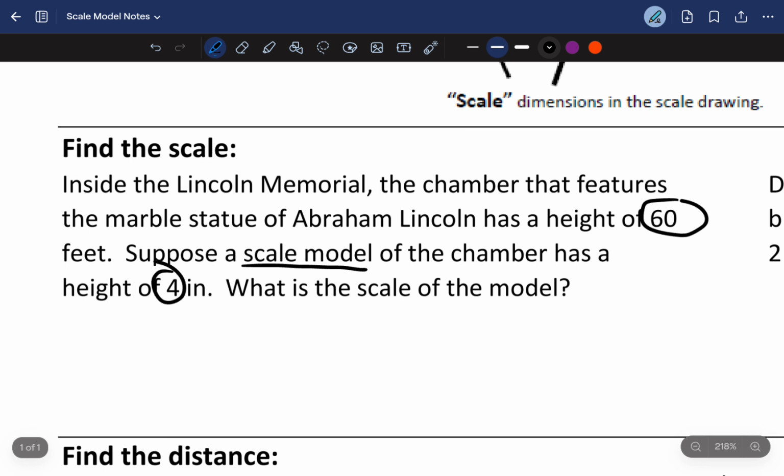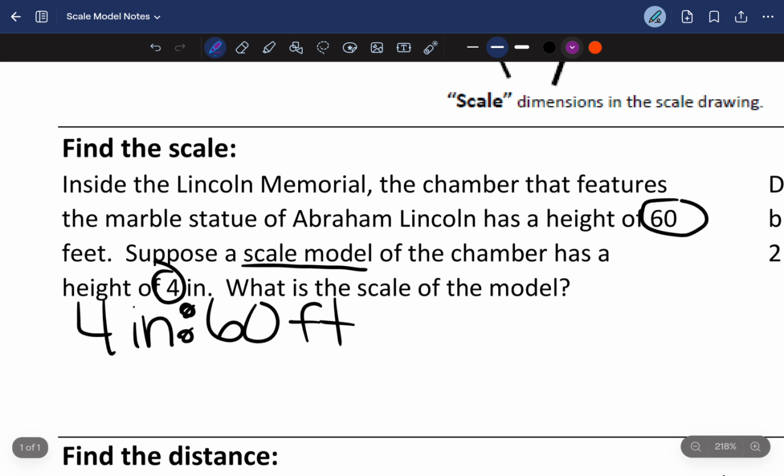So we're going to start, just like the handy tip says, with the drawing distance. So the scale model is the drawing distance. We're going to put 4 inches to 60 feet. And when we do this, we want to simplify our ratio. So I could divide both these numbers by 2. 4 divided by 2 is 2, and then 60 divided by 2 is 30.